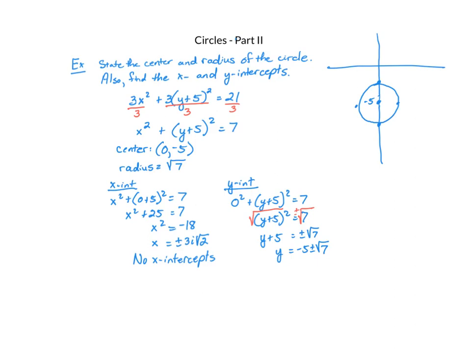So now let's come over here and look at this. We saw that there were no x-intercepts, and you can see why. The circle didn't have a radius long enough for the circle to reach the x-axis. Now we do know what the y-intercepts are. They are negative 5 plus the square root of 7, so that's right here, and negative 5 minus the square root of 7. And I hope that's not too much of a surprise since we saw that the radius was square root of 7. Let's do another problem.